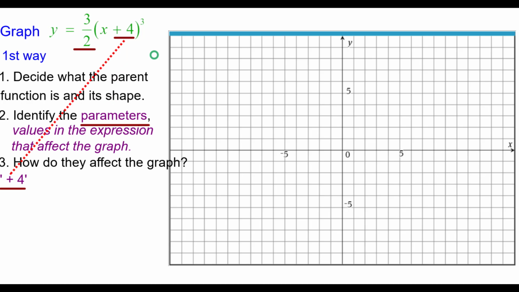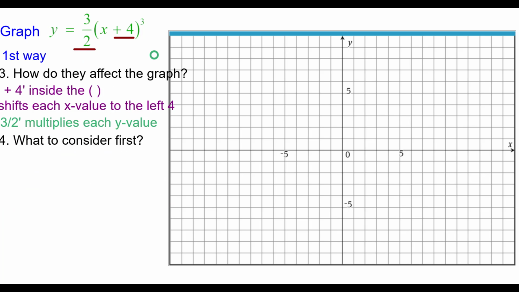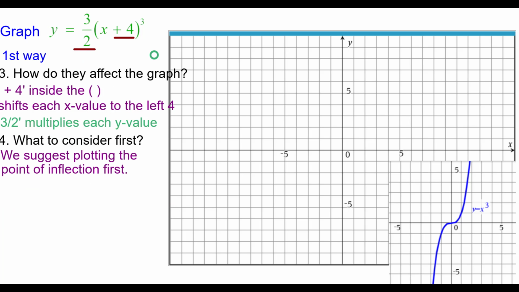Well, the plus 4 is inside the parentheses, or inside the function, and that shifts each x value to the left 4 units. The 3 halves multiplies each y value. So what should we consider first? Well, we suggest plotting the point of inflection first, which is this point right here, where the curve changes concavity from a frown to a smile. It's normally at the origin.